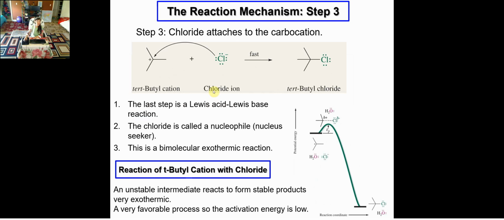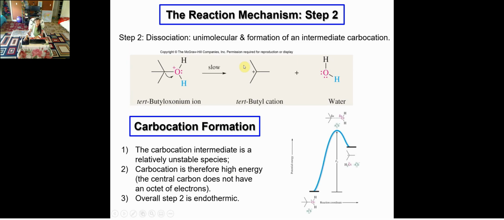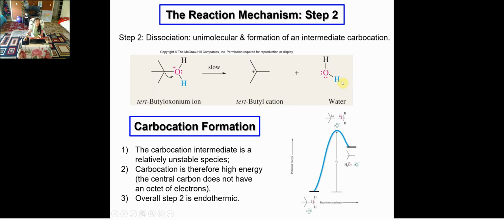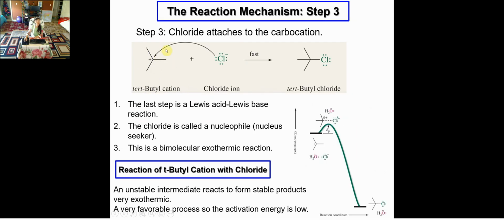If you have a positively charged carbocation, the tert-butyl cation, don't forget that in the previous step you produced a chloride. There's a negatively charged ion and you have a positively charged carbocation. This chloride is going to be attached to the carbocation. Positive and negative are reactive to each other very rapidly. You produce tert-butyl chloride. You convert alcohol to alkyl halides.